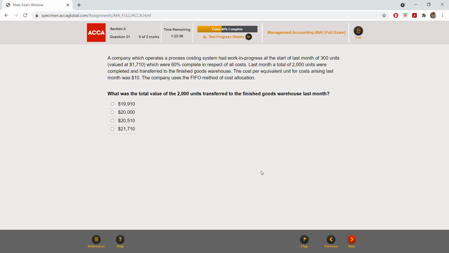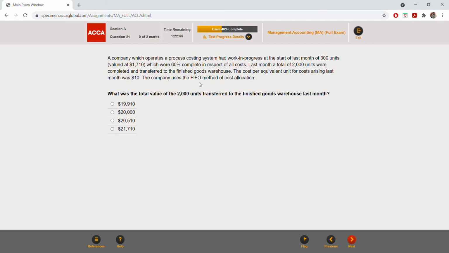Again, calculation. So you can see there are lots of calculations in MA, management accounting. What was the total value of 2,000 units transferred to finished goods warehouse last month? A company which operates a process costing system had work in progress at the start of last month, 300 units valued at 1710, which was 60% completed in respect of all costs. Last month a total of 2,000 units were completed and transferred to the finished goods warehouse. The cost per equivalent unit of cost arising last month was 10. The company uses FIFO method for cost allocation. FIFO, WAFCO, LIFO. Okay, make sure you know it.